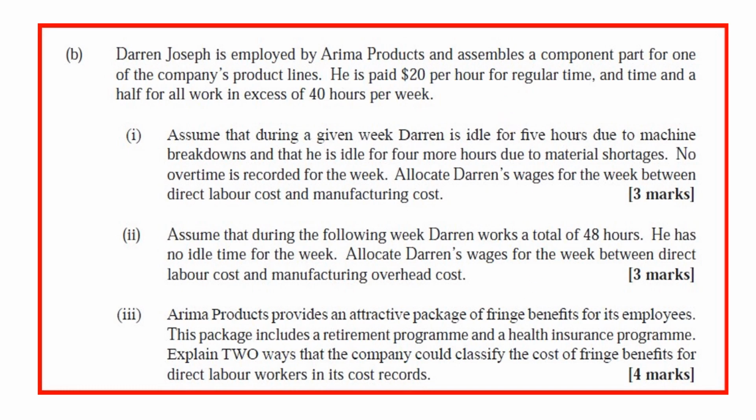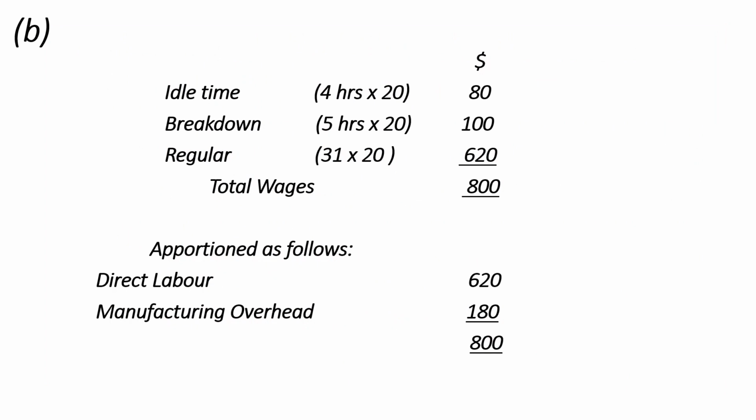We get right into the answer. So the first part of the question: idle time is 4 hours by $20, which is $80. Breakdown, 5 hours by $20 is $100. And regular hours, the next 31 hours by 20 is 620. These here must total the 40 hours for the week. And we get total wages of $800. And we're going to apportion that as follows.